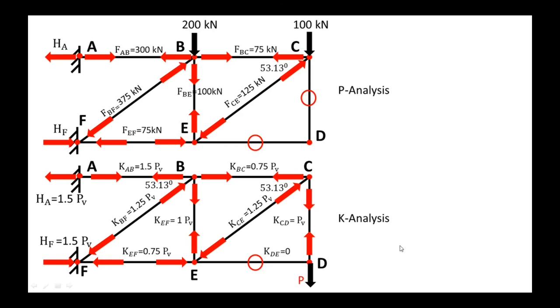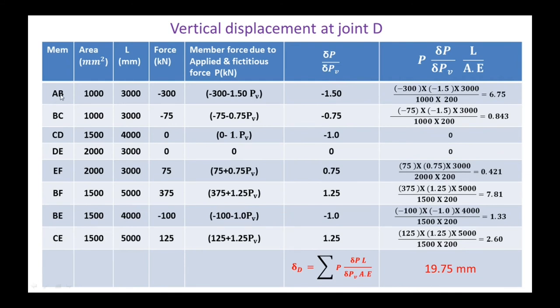Now prepare a table and enter all these values into the table. Now this is the table. These are the members AB, BC, CD, DE, EF, BF, BE, and CE. This is the area in mm square: 1000 mm square, 1500 mm square, 2000 mm square, 2000 mm square, 1500 mm square, 1500 mm square, and the last is 1500 mm square. These are the given data, and these are the lengths of each member: 3000, 3000, 4000, 3000, 3000, 5000, 4000 and 5000.